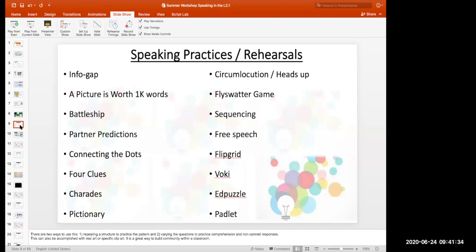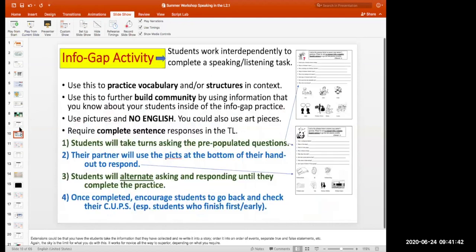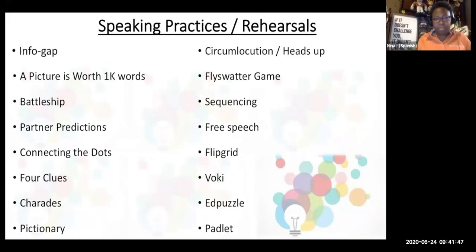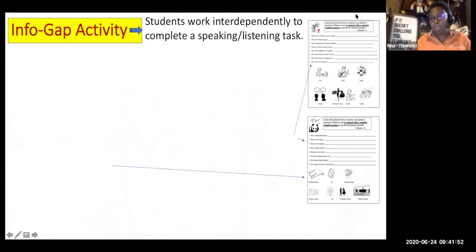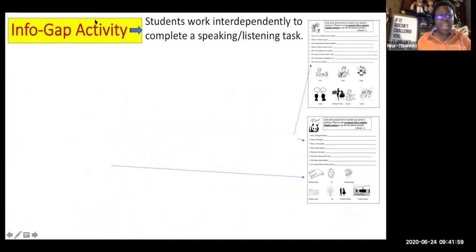Okay, so we're starting with InfoGap. And so an info gap is, let me do this. Let me play the slide so that it makes sense. So an info gap is when you have students working interdependently, meaning I can't do my work by myself. I absolutely have to have my partner. There's no wiggle room because you have my answers and you can't do your work without me because I have your answers. And so this is an example of an info gap.